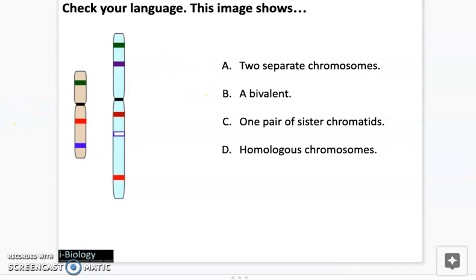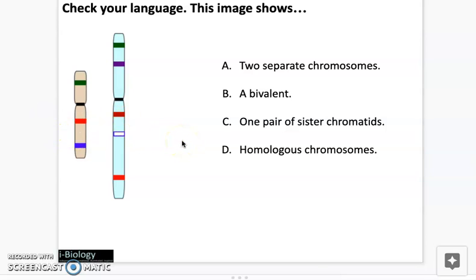So, I'd like you to start off by checking your vocabulary. This unit does have a lot of vocabulary, and you're going to have to be practicing it in order to comprehend the processes and know all of the understandings that you're supposed to know. So we've got an image here, and what is this showing?